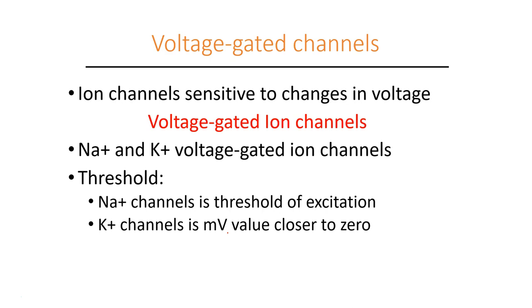The axon has voltage gated ion channels for sodium and potassium. The threshold that opens these channels up is different for each type of ion channel. For sodium, the threshold that opens the channels up is the threshold of excitation, which generates the action potential. For potassium, the voltage necessary to open it is a value even more positive, one that's closer to 0.